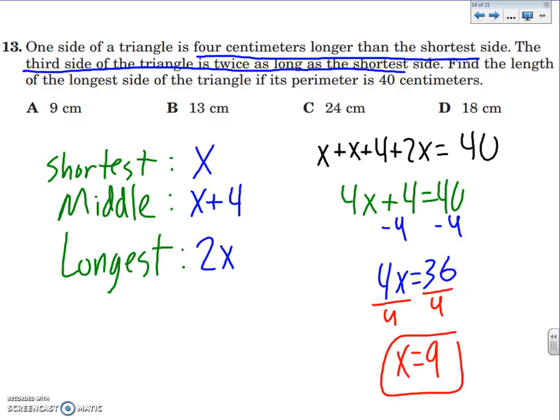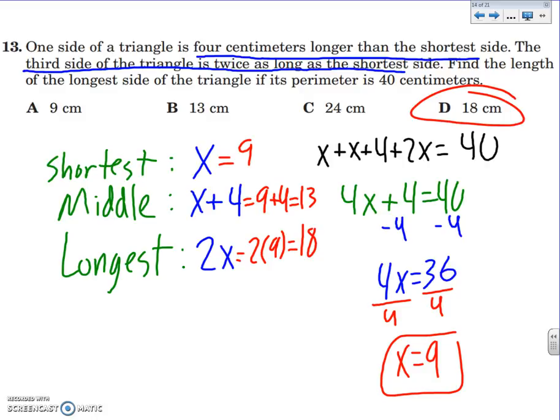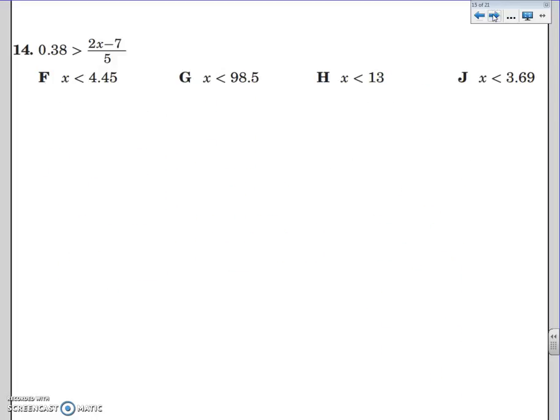I found x. Now I need to plug into all three of them because I might have mixed up the middle side and the longest side. The short side, for sure, x is 9. 9 plus 4, that gives me 13 here. Then 2 times 9 gives me 18. I know the longest side is 18. The middle side is 13. Shortest is 9. So 18 is D. 13 is D. Good.